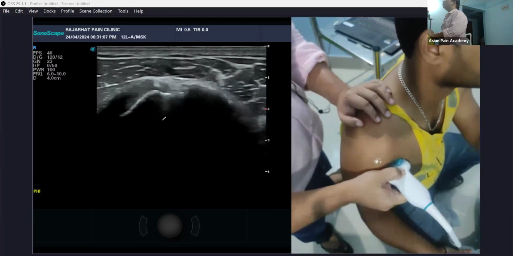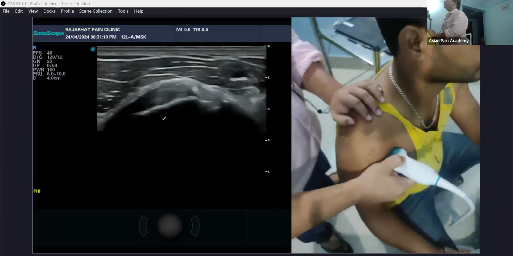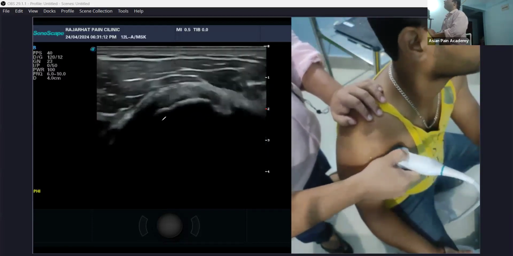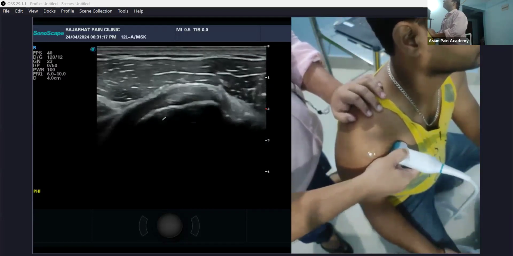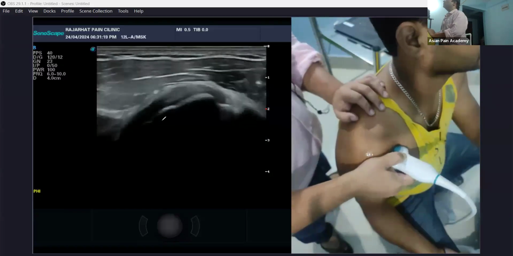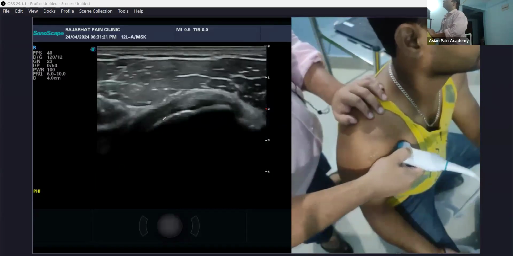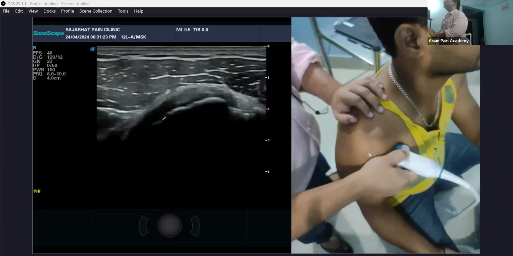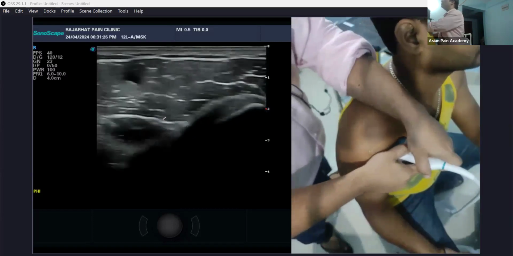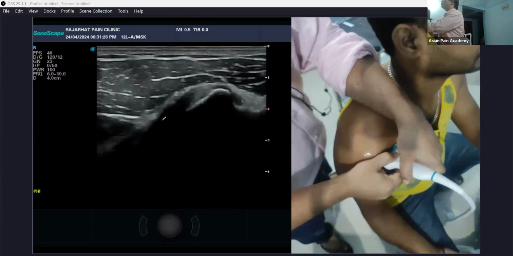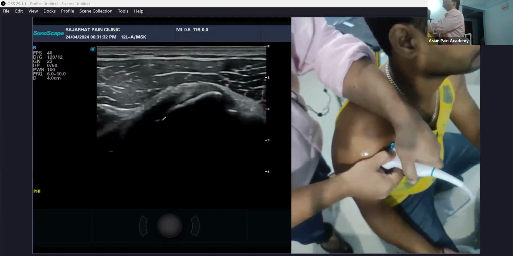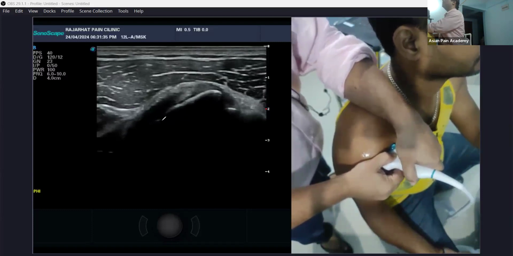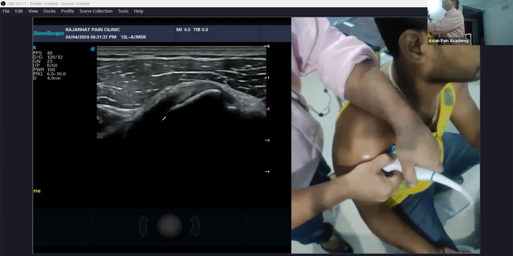So now I am going to the medial side. What you can see, there is one tendon. This tendon is the subscapularis tendon. Now you may remain a bit confused whether this is tendon or not. In the subscapularis tendon, as in any tendon, there is a bird peak appearance. So this is the subscapularis tendon.